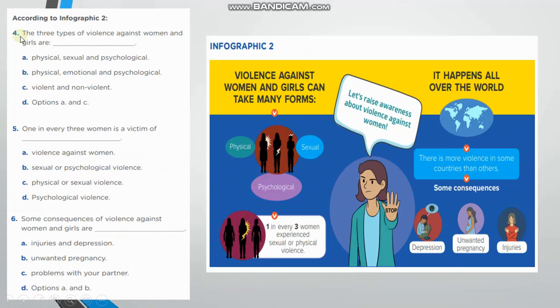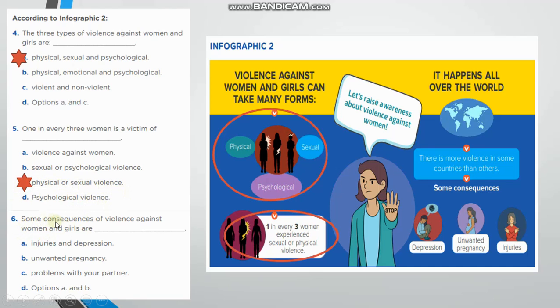Infographic number 2. 4. The three types of violence against women and girls are: A, physical, sexual, and psychological; B, physical, emotional, and psychological; C, violence and no violence; D, option A and C. Letter A. 5. One in every three women is a victim of: A, violence against women; B, sexual or psychological violence; C, physical or sexual violence; D, psychological violence. Letter C, physical or sexual violence.